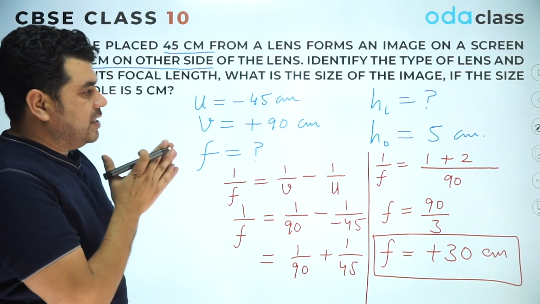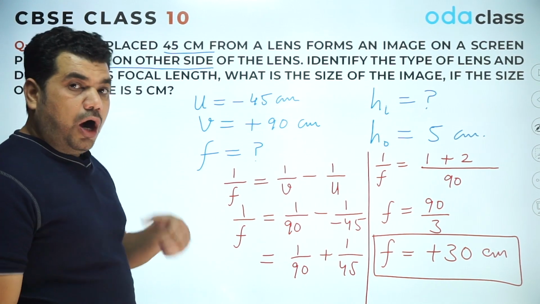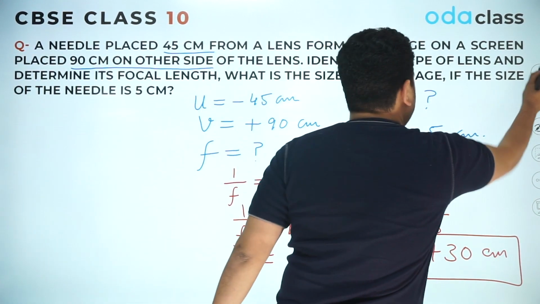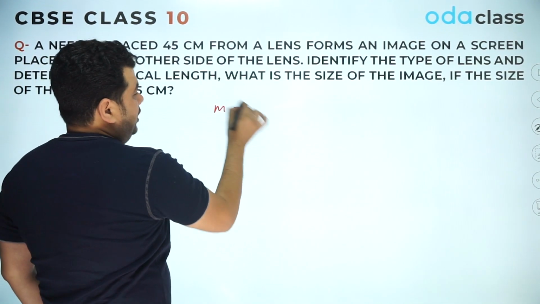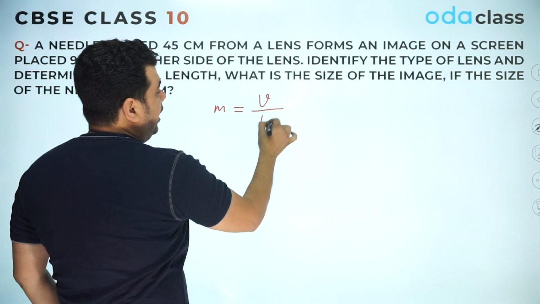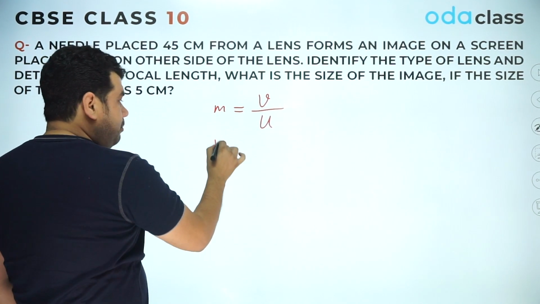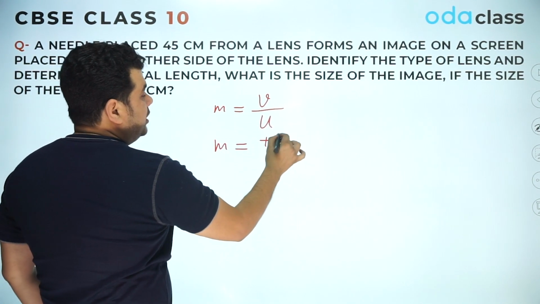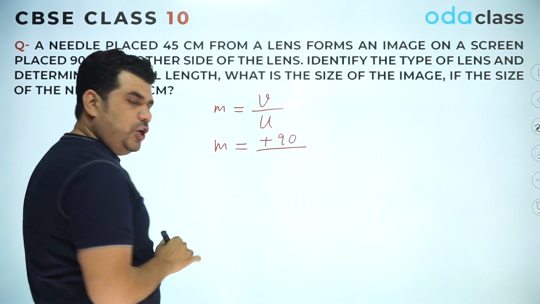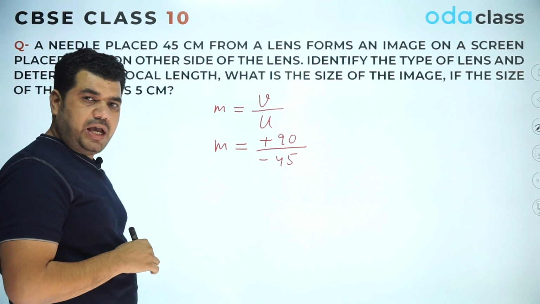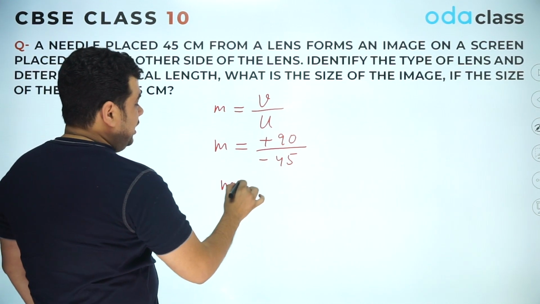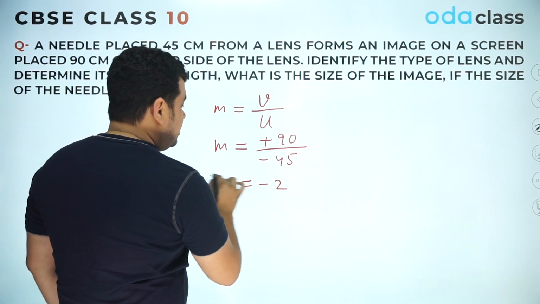Then we have to find the size also, right? So how can we find the size? For the size, we will use m is equal to v divided by u. So for v, we have plus 90 centimeter. For u, we have minus 45 centimeter, right? As we have the data, so we can say m is equal to minus 2.